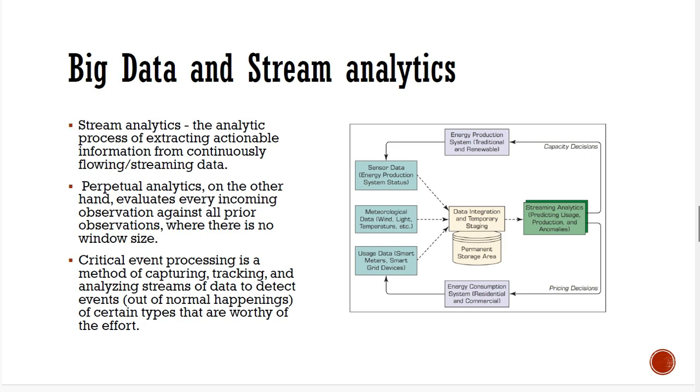Critical event processing is a method of capturing, tracking, and analyzing streams of data to detect events of a certain type worthy of effect. Complex event processing is an application of stream analytics that combines data from multiple sources. Data stream mining enables technology for stream analytics. It is the process of extracting novel patterns. Traditional data methods required.